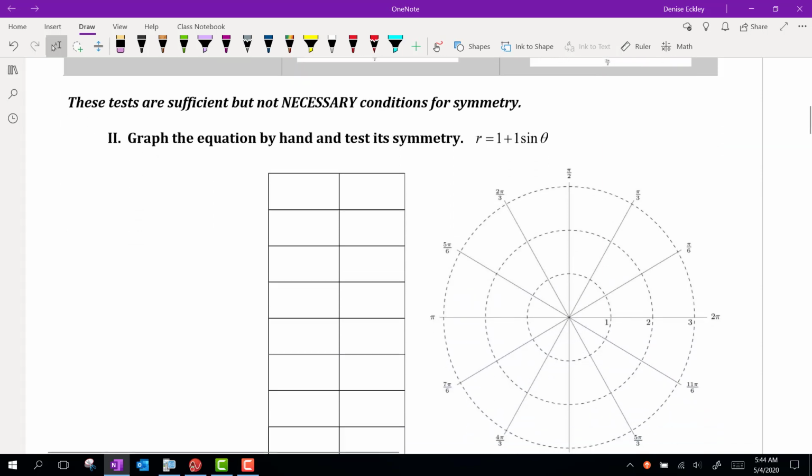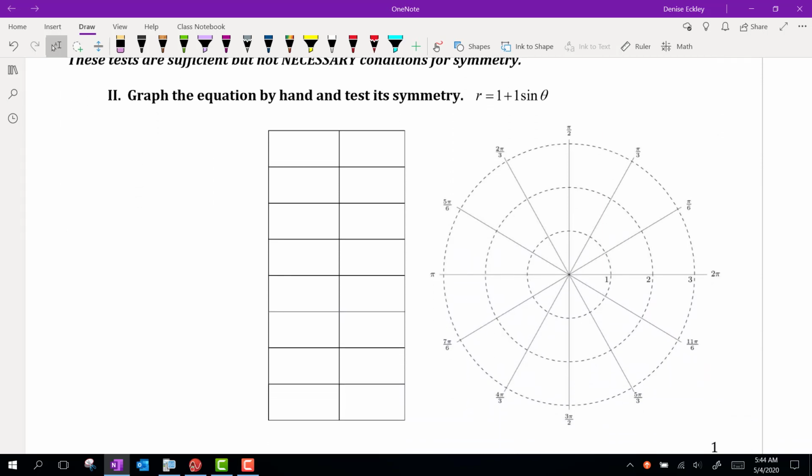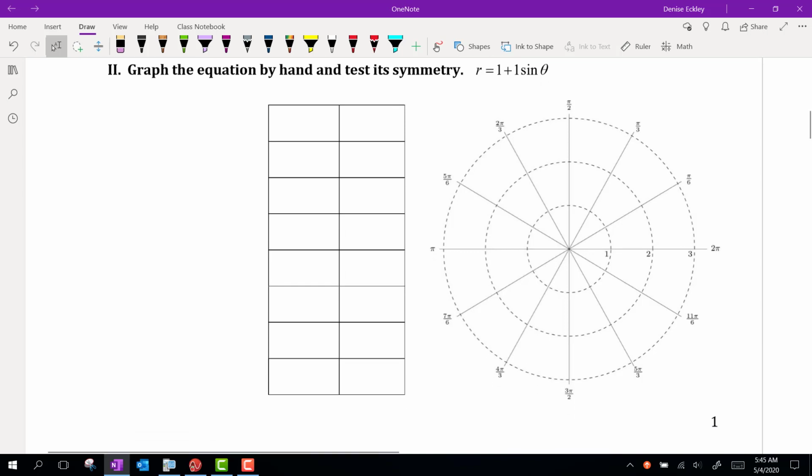We are going to look at some special types of graphs. There are families of graphs that have special names, so we're going to investigate them and then talk about the properties of each one of these families. The first one we are going to do is the graph r equals 1 plus 1 sine theta. The best way to start these is by testing for symmetry. So we're going to go through our three types of symmetry, and that will help us determine what points to choose to draw this. The first thing we're going to do is the polar axis.